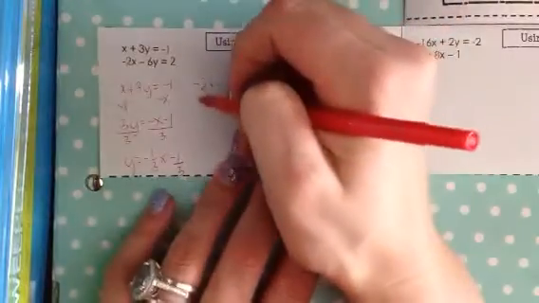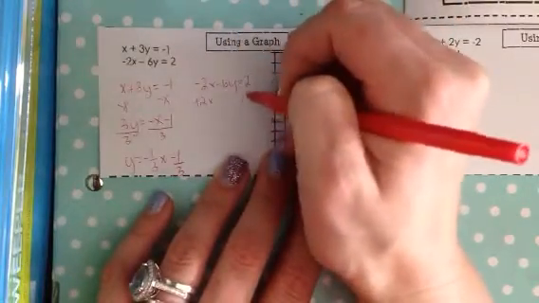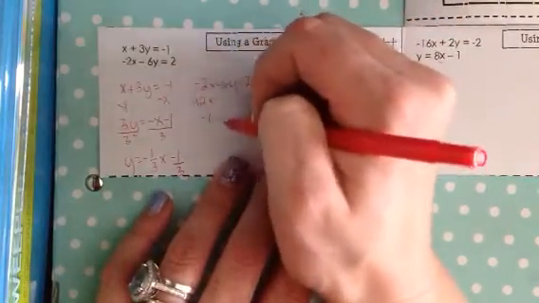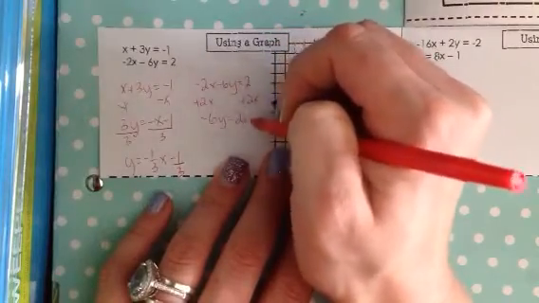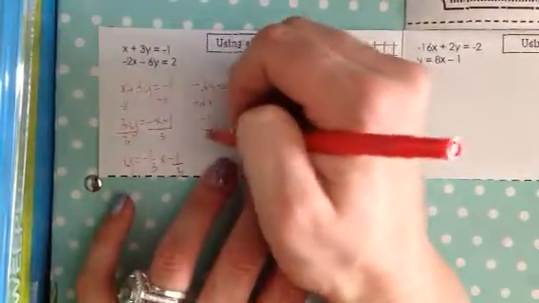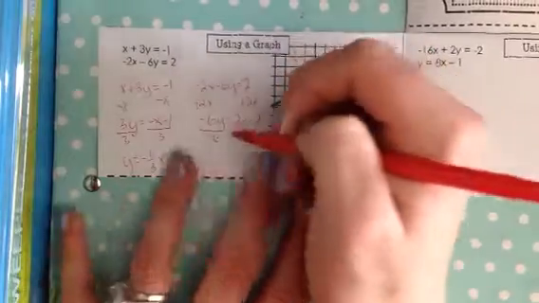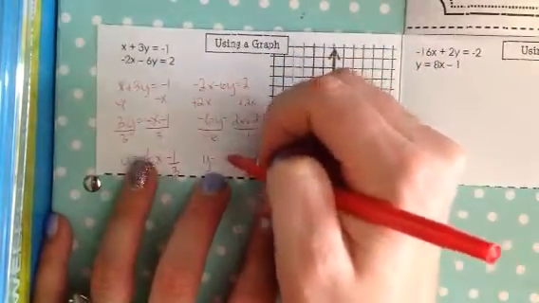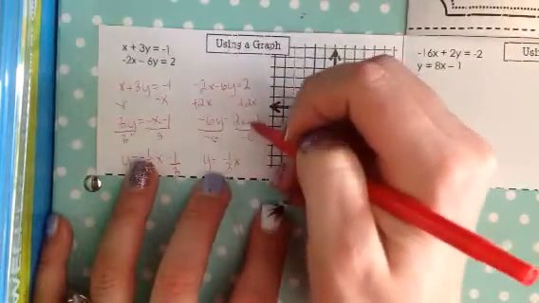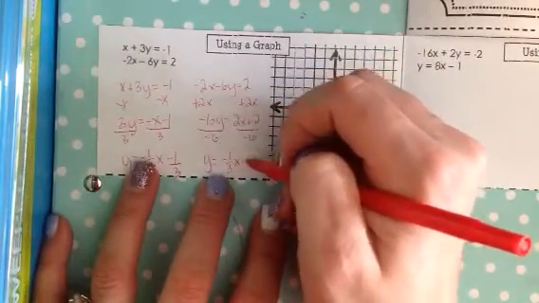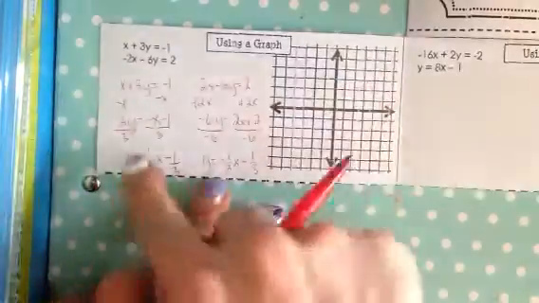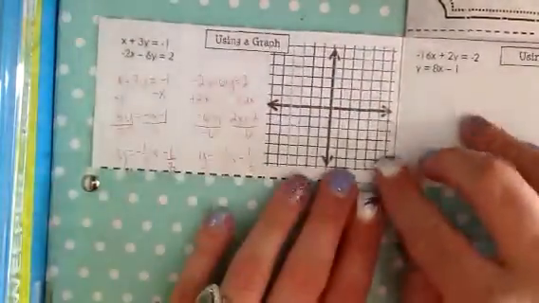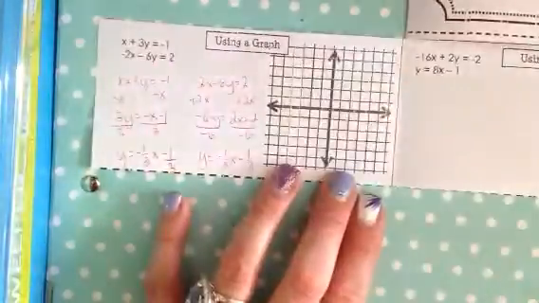On this one, I'm going to add 2x to both sides. I get negative 6y equals 2x plus 2. Divide both sides by negative 6. I get y equals 2 divided by negative 6 is negative 1/3 x plus 2 divided by negative 6 is again negative 1/3. They're the exact same line. So now if I were to graph both of them, they'd be at the exact same place.